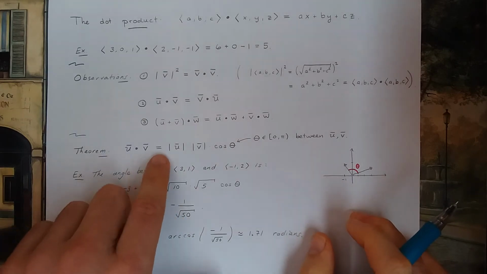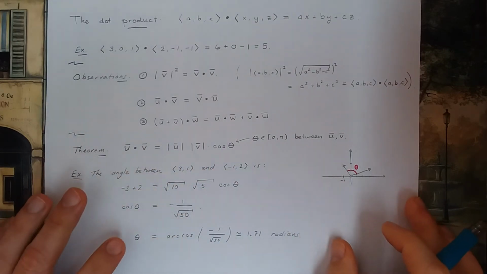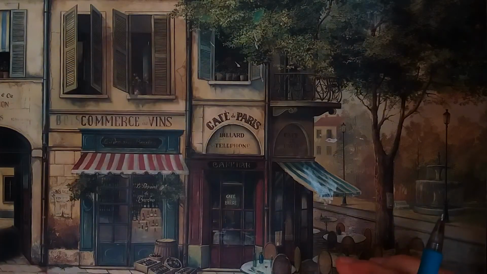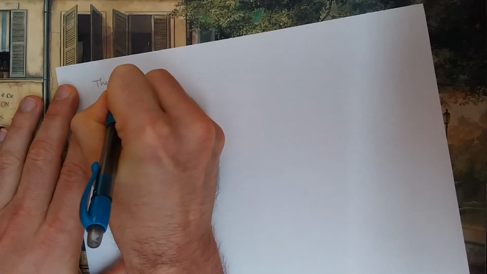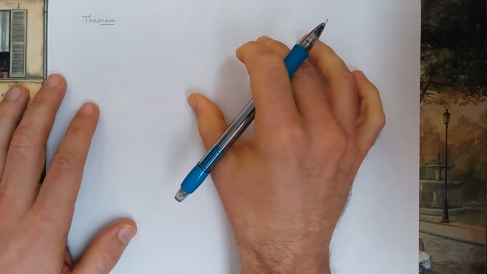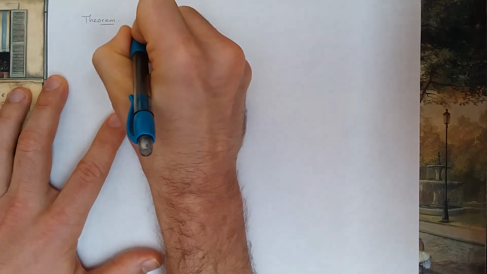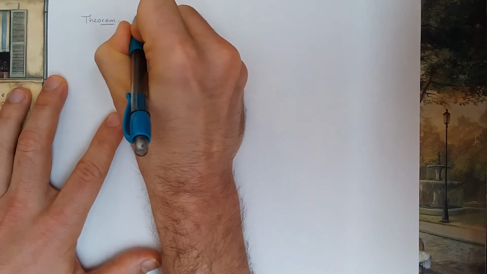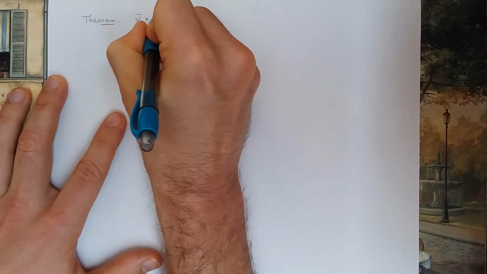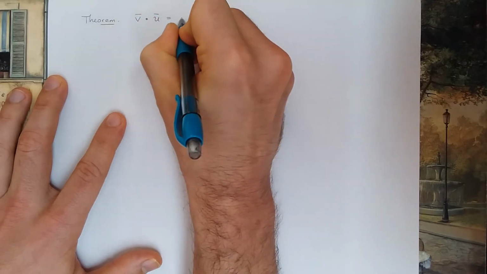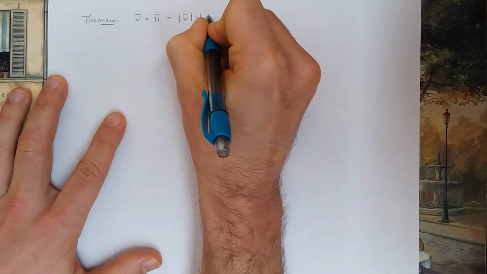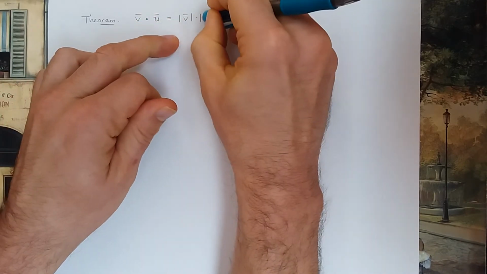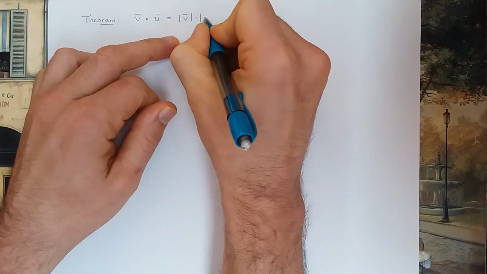Okay, why is this theorem possibly true? Let me try to explain that to you. So let's do the theorem again. It's so good it's worth writing down twice. So here's the theorem. The dot product of u and v is the length of the two vectors multiplied times cosine the angle between them.